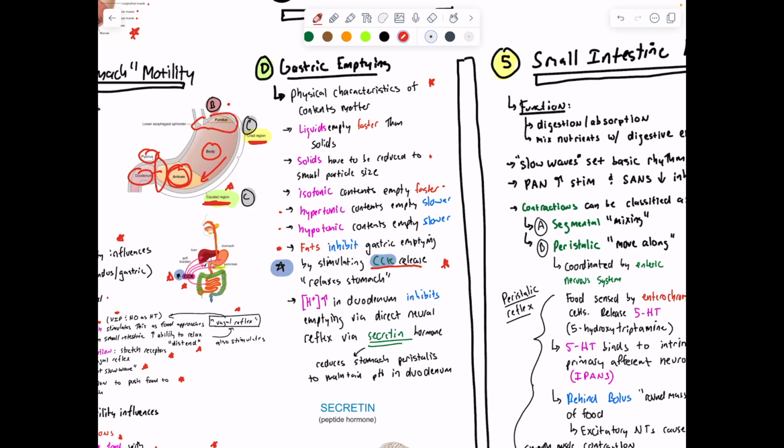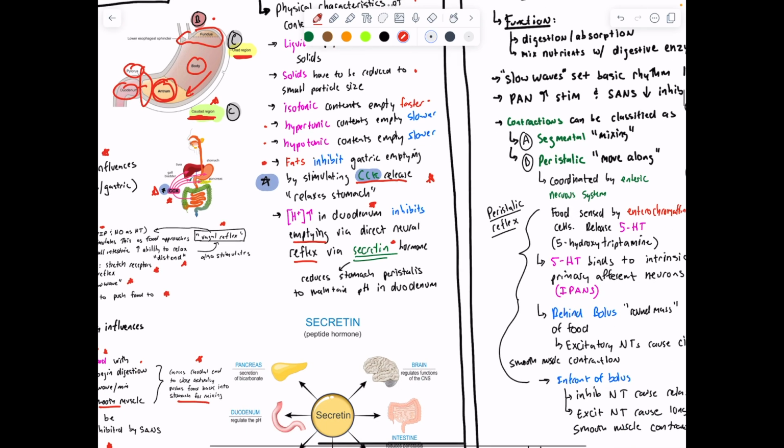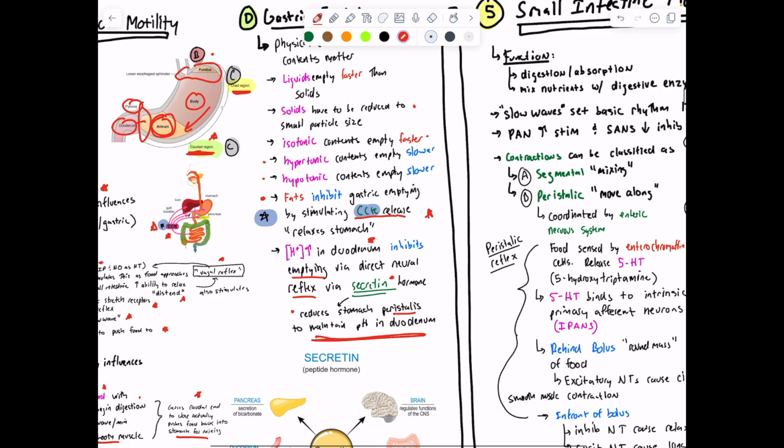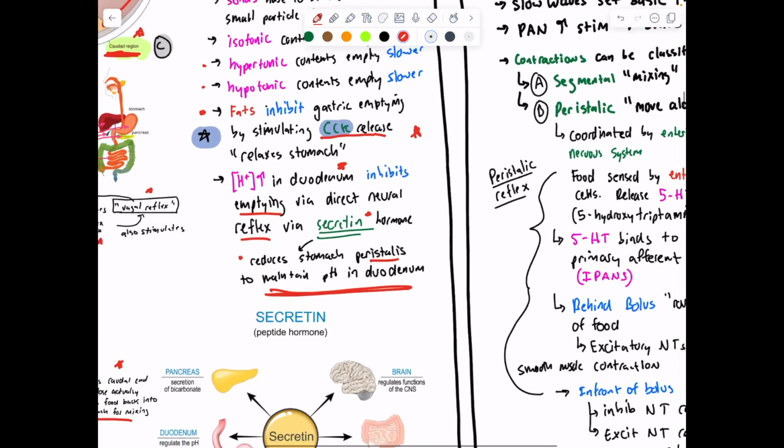All right, and then we also have an increase in the acidity of the duodenum. It is going to inhibit emptying of the stomach via a direct neural reflex, which is going to cause secretin hormone to be released. Secretin is going to reduce stomach peristalsis, so reduce stomach contraction to maintain the pH in the duodenum. So basically it says if the duodenum is too acidic, it could cause damage. So slow down, don't push as much stomach acid and the chyme from the stomach into the duodenum. So secretin is going to do that.